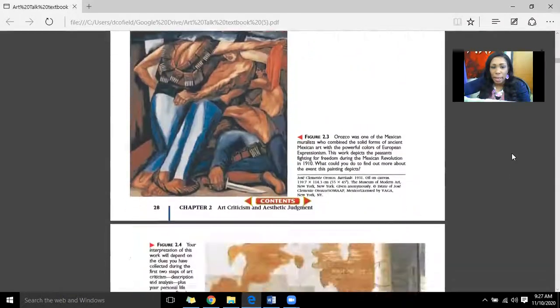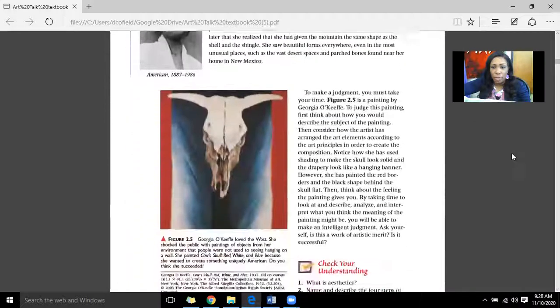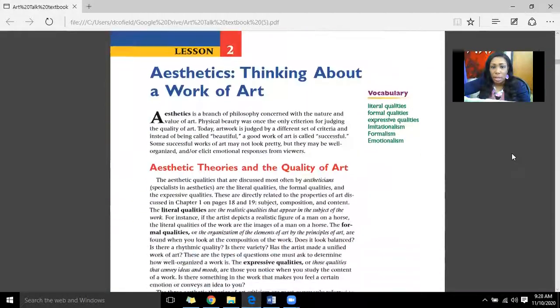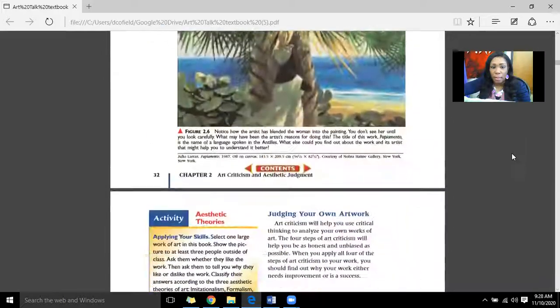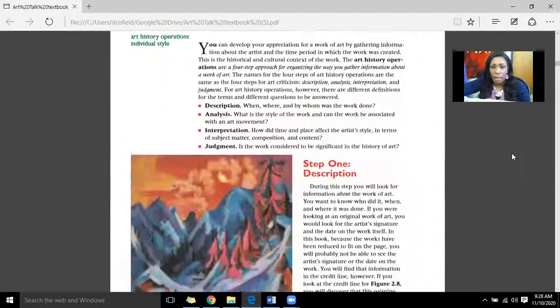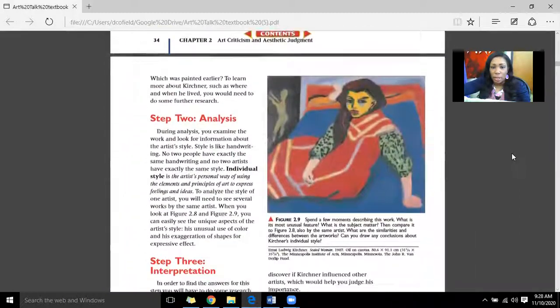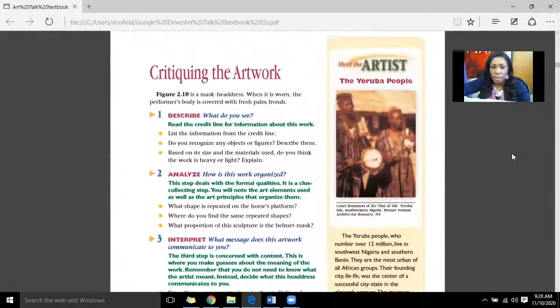So when we look at that, I want you to read through this chapter. You're going to read through all of this information, learn about aesthetics and art and emotional expressive qualities, some things you'll see on your exam. Lesson 3 talks about description, judgment, and those things of that nature.